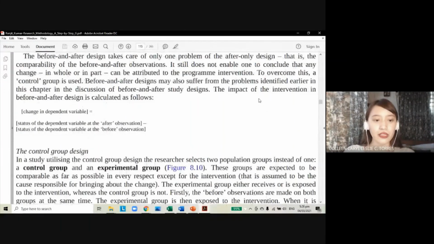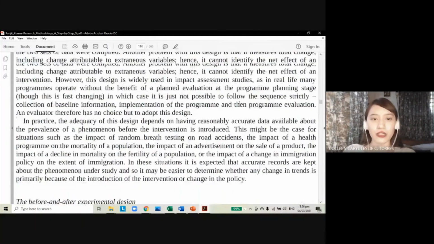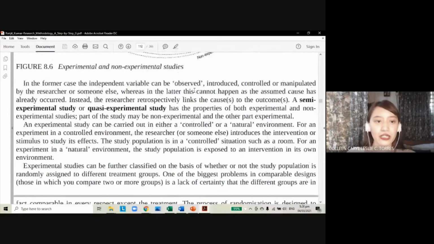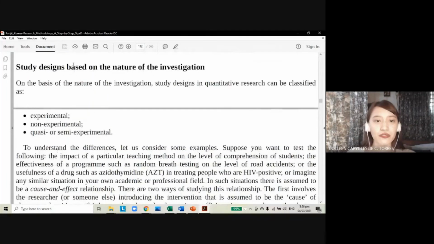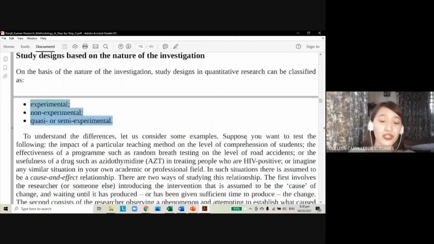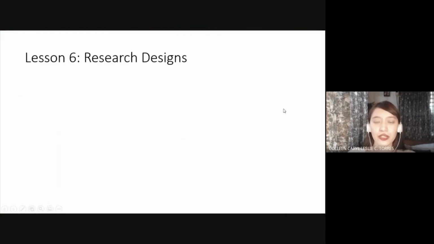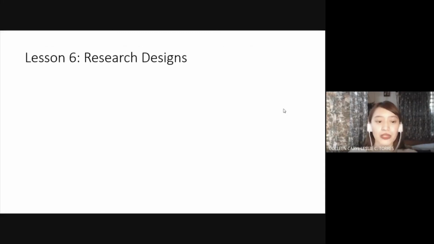Okay, here we are, experimental study. So for study designs based on the nature of investigation, we have experimental, non-experimental, and then quasi or semi-experimental. We'll continue with this discussion on Monday. So basically on Monday, we will discuss research designs, continuation, and then measurement scales and selecting a sample.